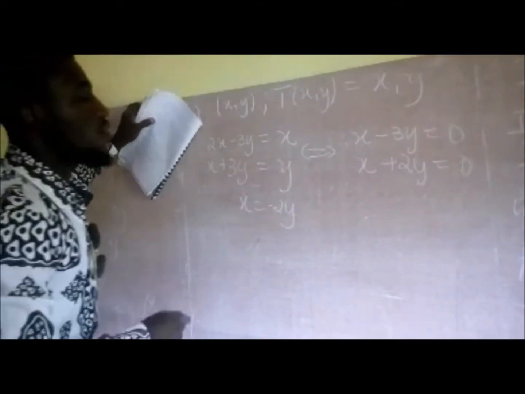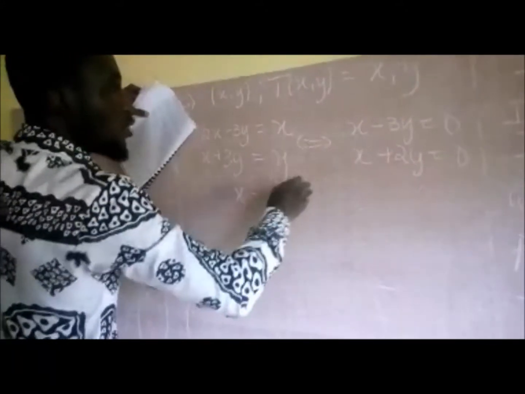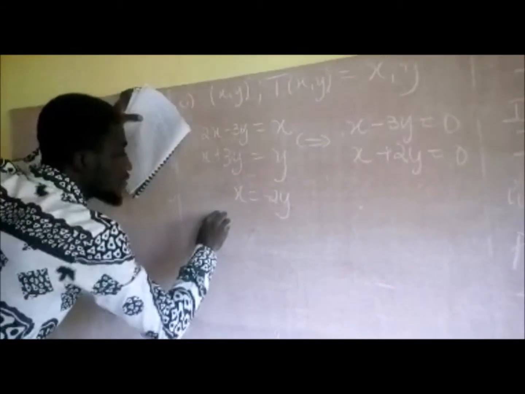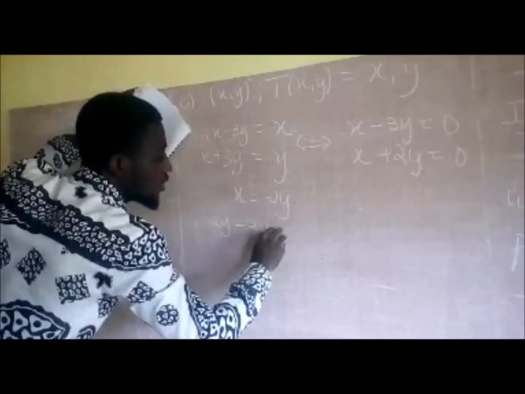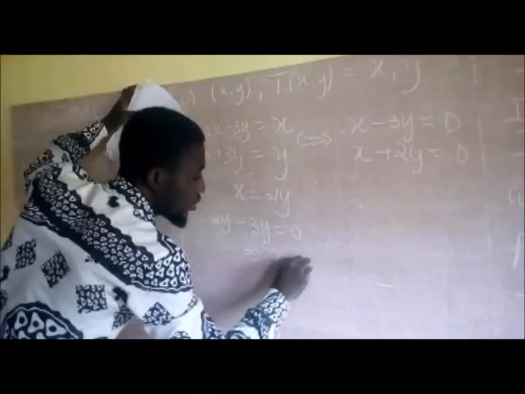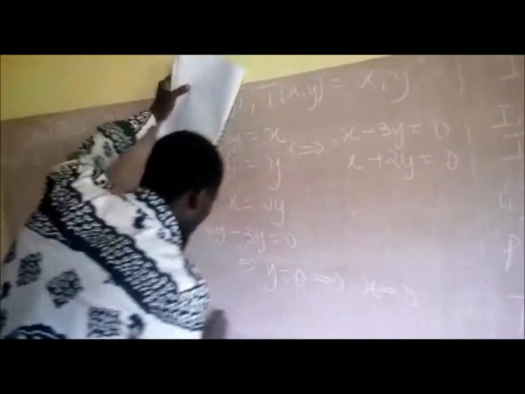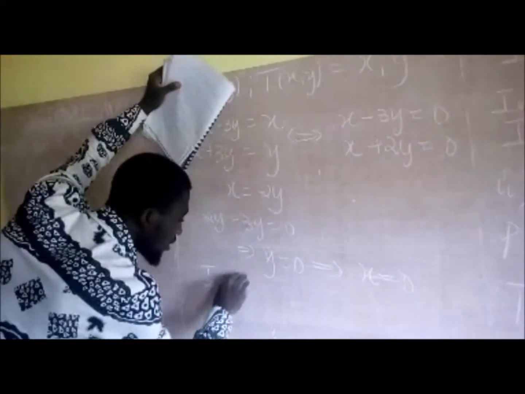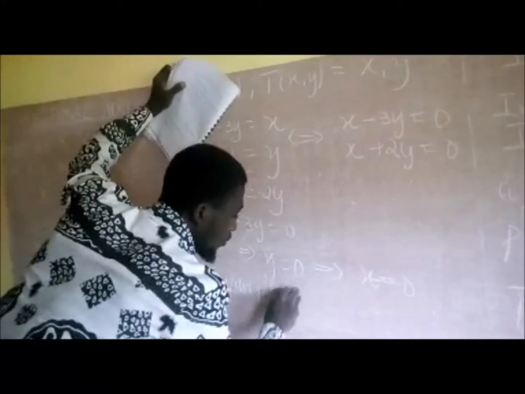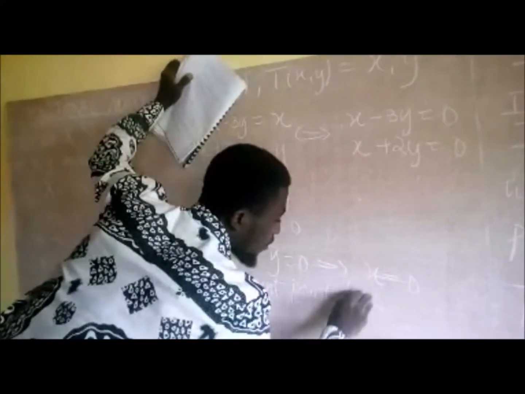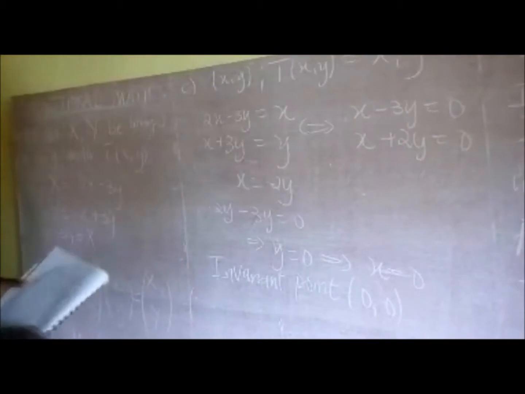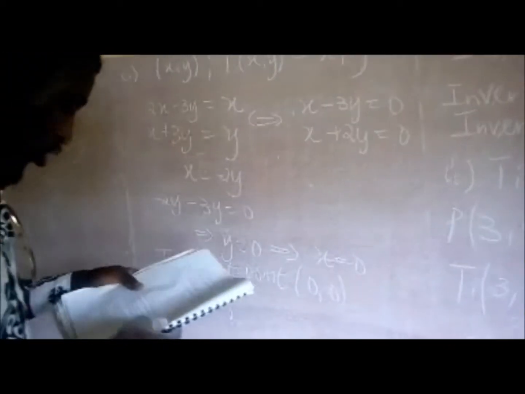And from there, if I replace x equals negative 2y in the first equation, I'm going to have negative 2y minus 3y equals 0. This means y equals 0. Which also means, since x is equal to negative 2y, x will also be 0. So the invariant point is 0, 0. And it is clear because if you take 0 and replace in this transformation, we are going to have 0 for x, and the y coordinate is going to be 0 also. So we'll move on to the next question, which is question 5.